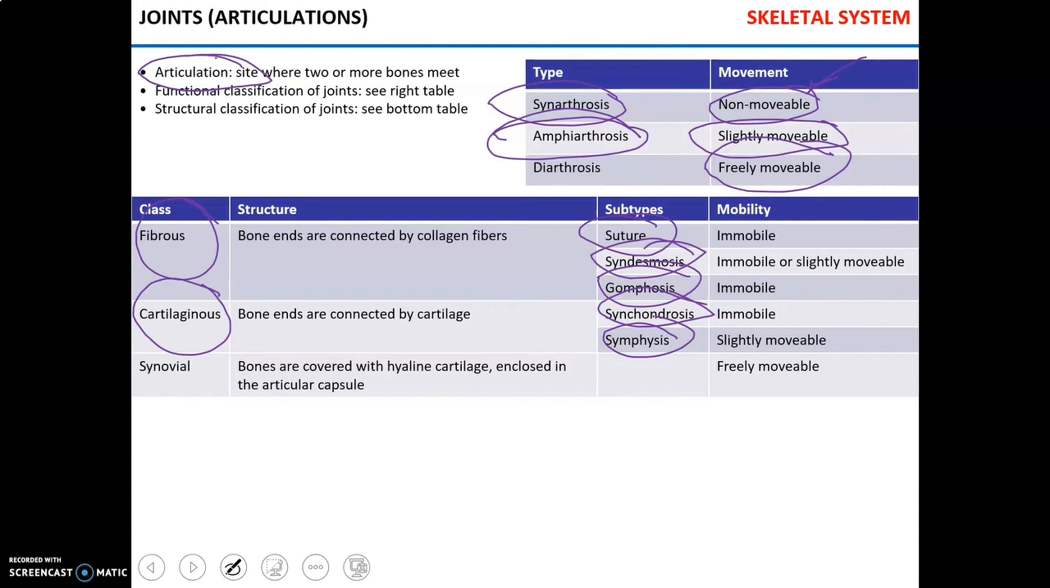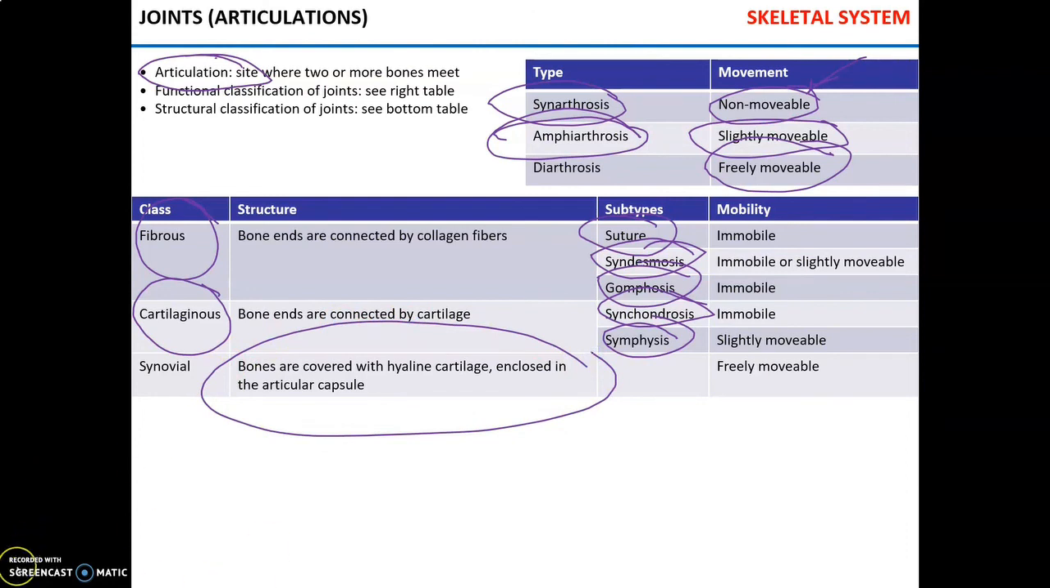Now, synovial joints are characterized by a capsule that is filled with synovial fluid. Ends of the bones are covered with hyaline cartilage, and all synovial joints are freely movable. Examples would be hip, elbow, shoulder, or the temporomandibular joint between the mandible and the temporal bones in the skull. So let's talk about the movements that joints can produce, talking of course about synovial joints.